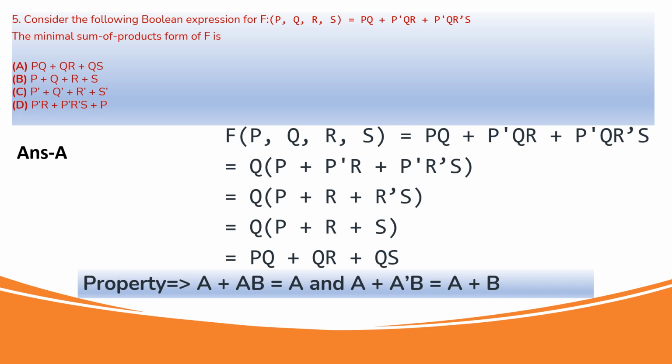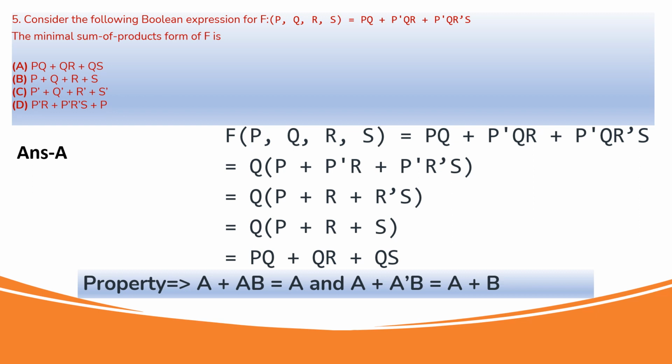Similarly here, from the third line from above, in the second line p plus p complement r would be p plus r, and that p complement we can take common, so it would be p plus r complement s. So finally that r plus r complement would be r plus s only.